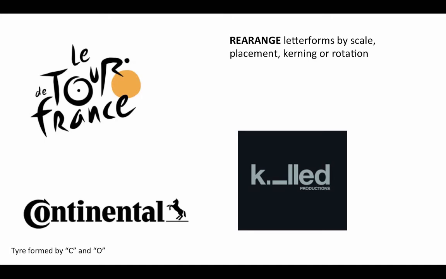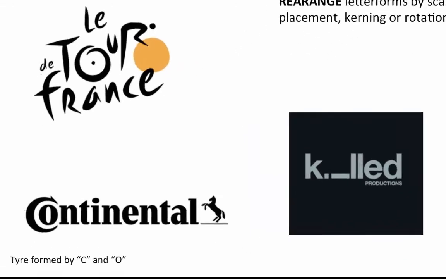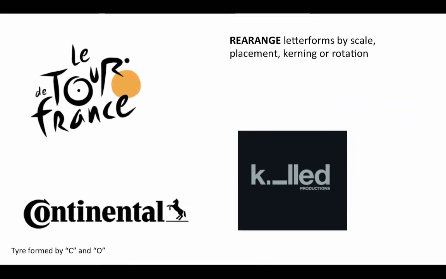Rearrange. Rearrange letter forms by scale, placement, kerning, or rotation. In the Tour de France logo, you have a rider on a bicycle going uphill. The letters have been changed in size and they've been jumbled a bit to form seats of a bicycle and wheels. The C in Continental has been shifted so as to overlap or embrace the O, but the negative space between them looks like a tire. And of course, killed looks like the I has been rotated horizontally or is dead.